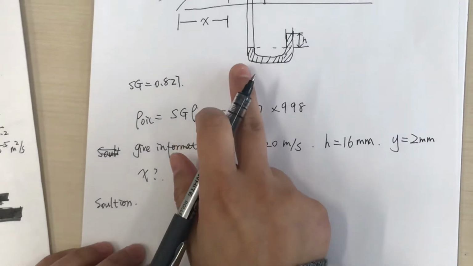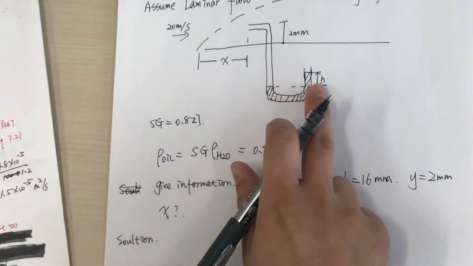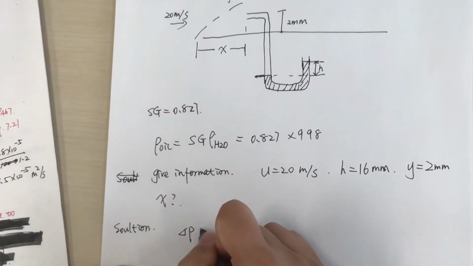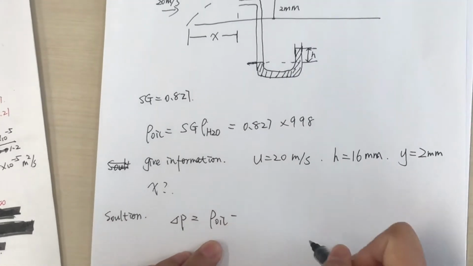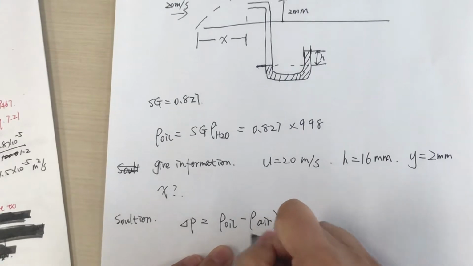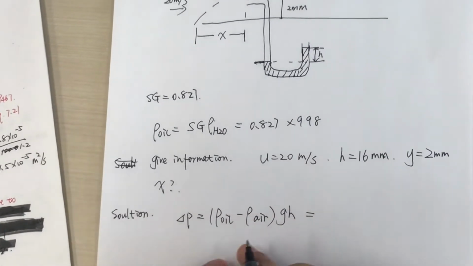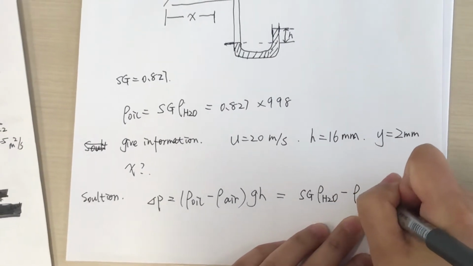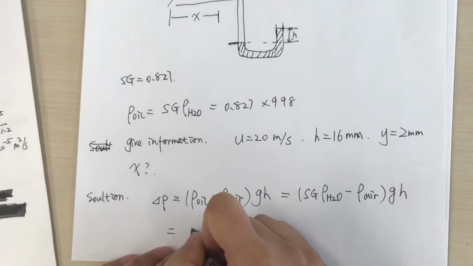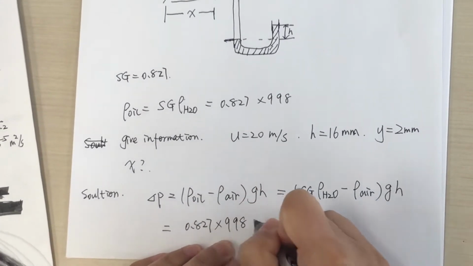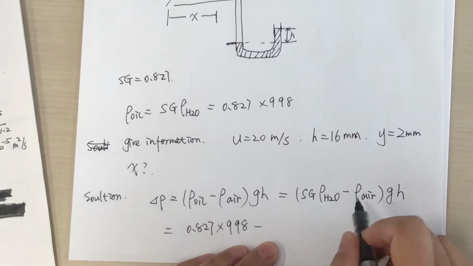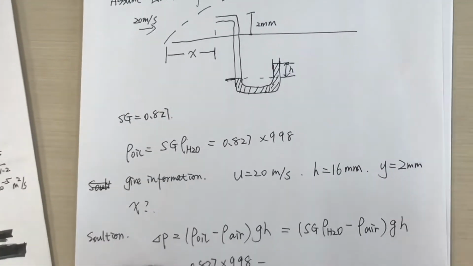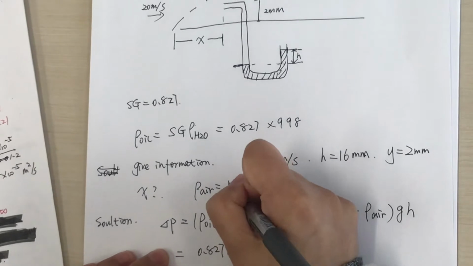We assume the stream is a constant stream, so we have to find the pressure difference between this point and this point. The pressure difference, use this equation to find. So for raw oil, we have to use specific gravity and plug the value into the equation. For the density of air, it is also said to be at 20 degrees, 180 m, so the air density should be 1.2.